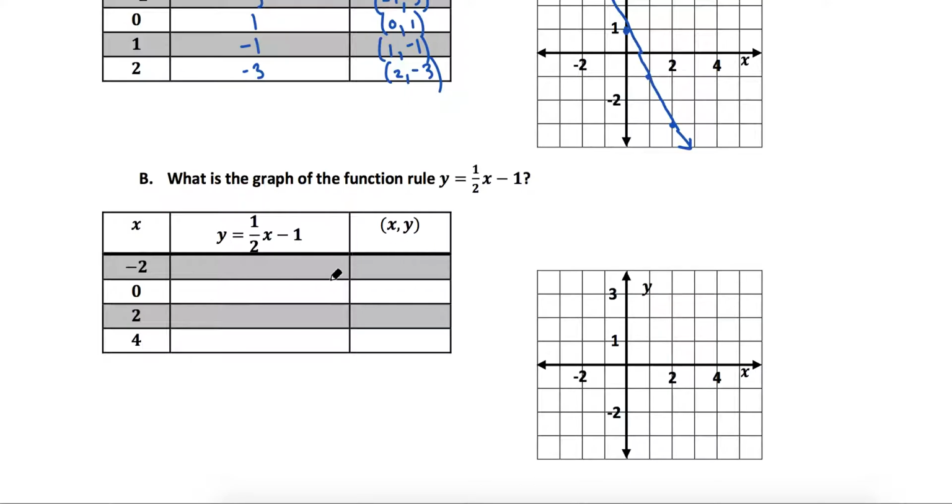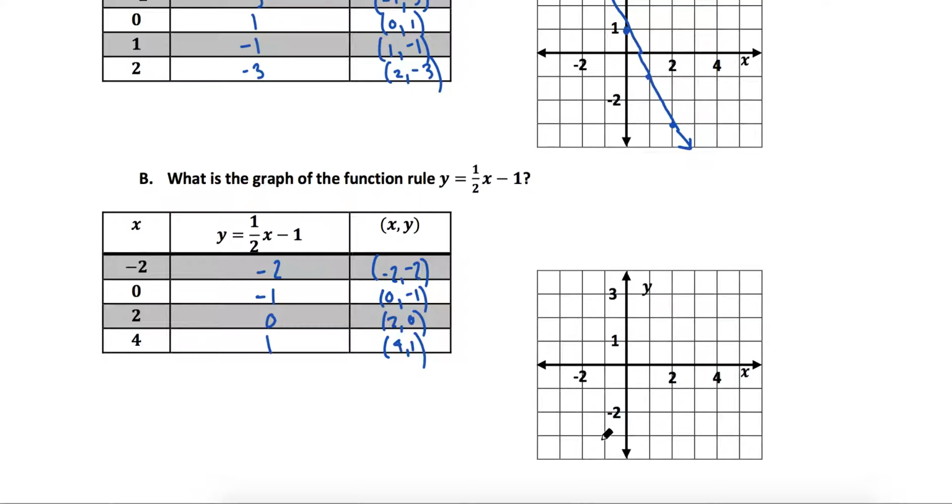What about the graph of this rule? If we plug in negative 2, we end up getting negative 2. We plug in 0, we get negative 1. We plug in 2, we get 0. We plug in 4, we get 1. So these would be the points negative 2, negative 2, 0, negative 1, 2, 0, and 4, 1.